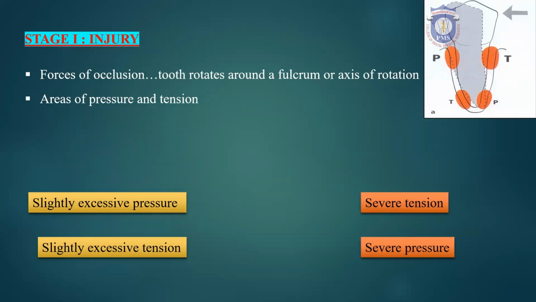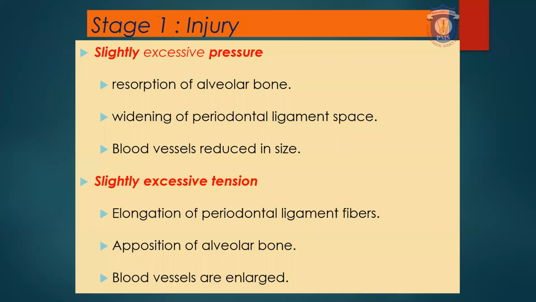During the traumatic occlusion, there will be formation of areas of pressure and areas of tension on both sides of the root. Certain periodontal changes will occur on the areas of pressure and areas of tension, whether it is slightly excessive pressure, slightly excessive tension, or greater pressure or greater tension. What changes can occur on areas of pressure and areas of tension?